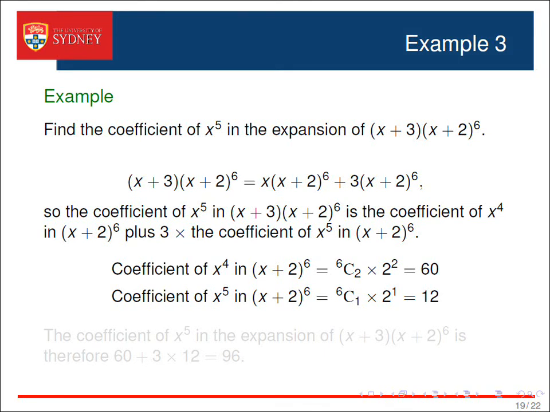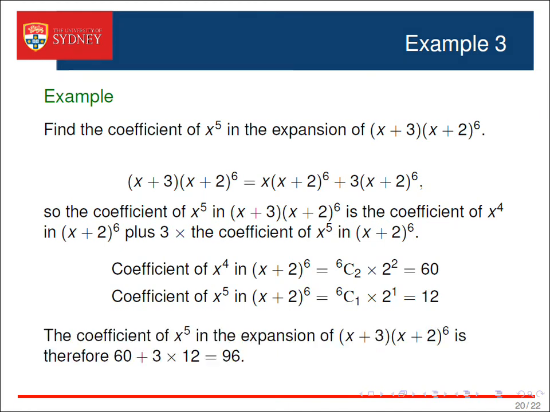The corresponding coefficients from the expansion of x plus 2 to the power 6 are 60 and 12. So therefore, the coefficient of x to the power 5 for the whole expansion is 60 plus 12 times 3, which is 96.